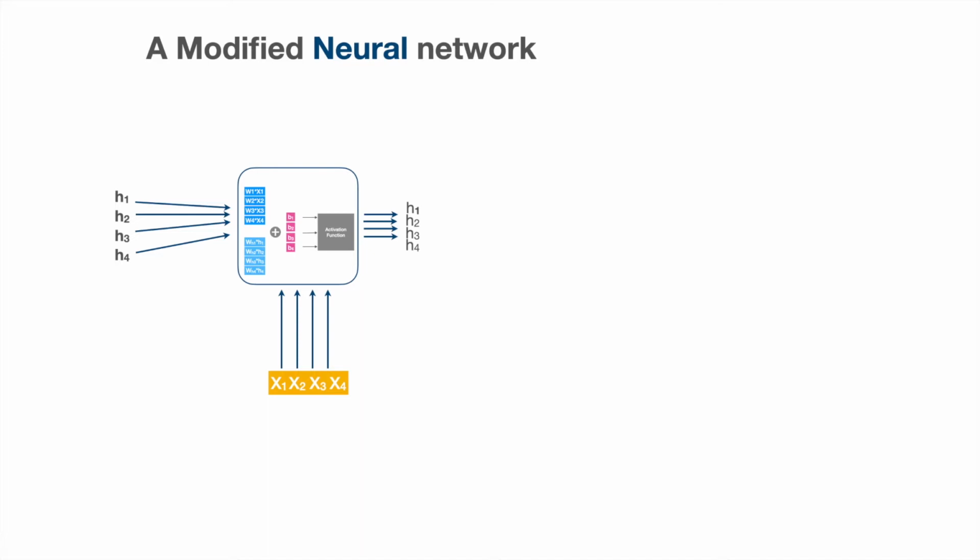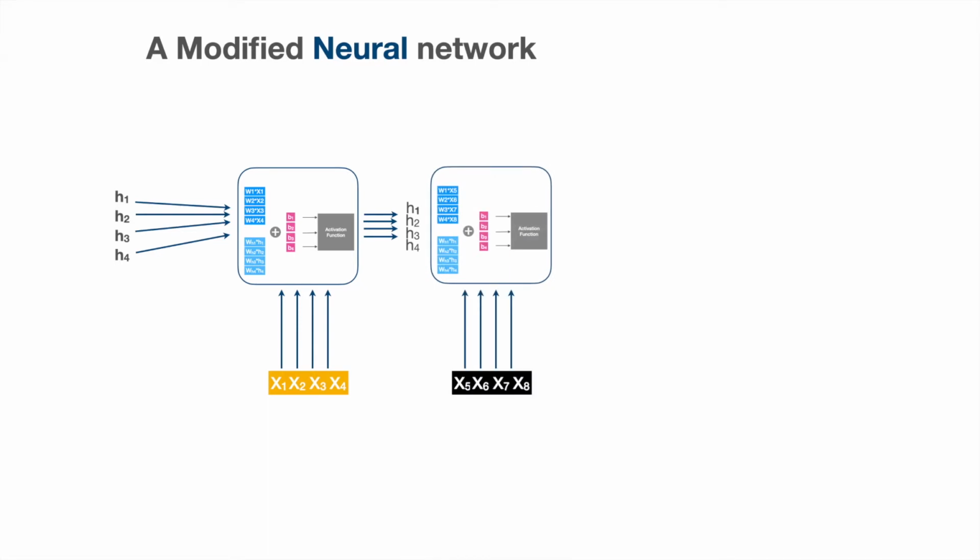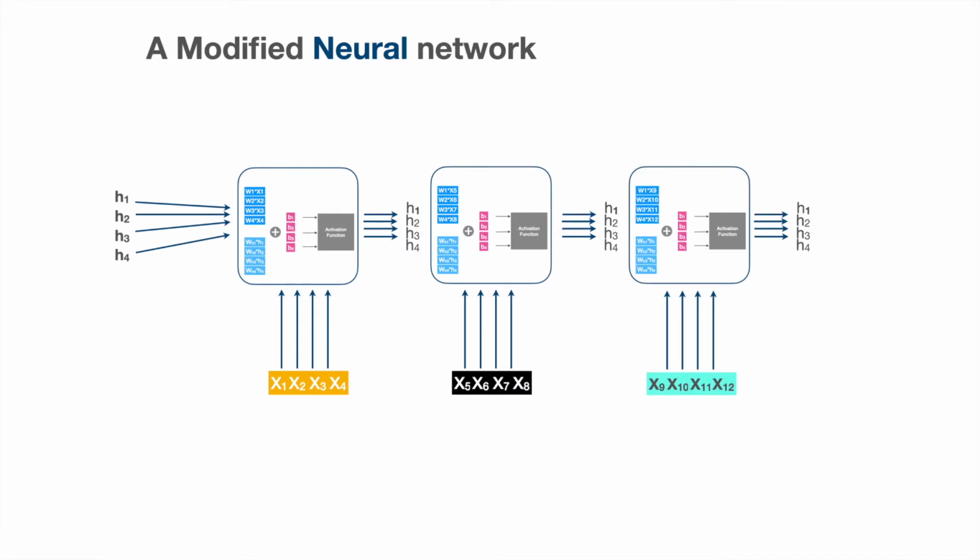So we have inputs x1, x2, x3, x4, hidden inputs h1, h2, h3, h4, which would give us the output again h1, h2, h3, h4. Now let's add one more neuron to this, with a new set of inputs x5, x6, x7, x8, which would produce again the hidden state h1, h2, h3, h4. Similarly, we can add one more set of inputs that would produce the output again as h1, h2, h3, h4.